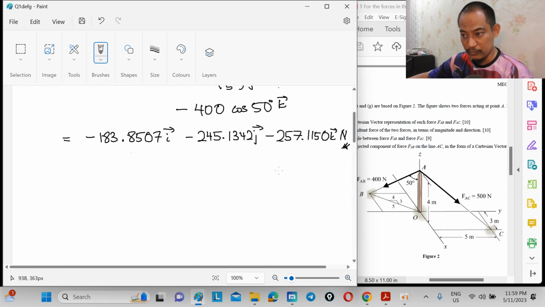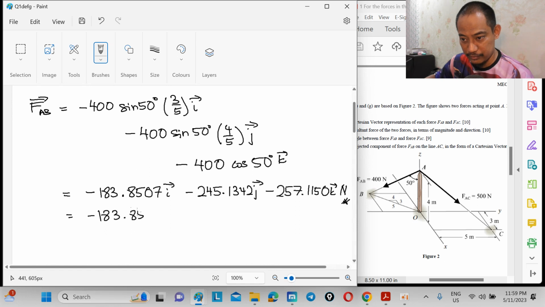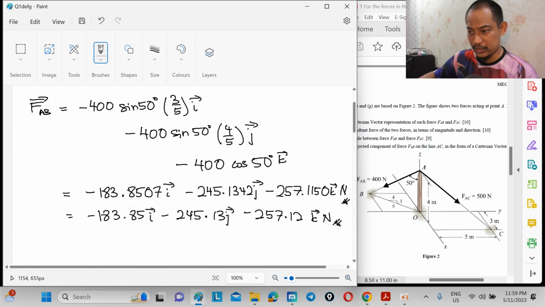Of course, as an answer, you can truncate this into, for example, minus 183.85i minus 245.13j minus 257.12k Newton. You can do that as the final answer, but to calculate the resultant later on, you have to use the more accurate numbers.